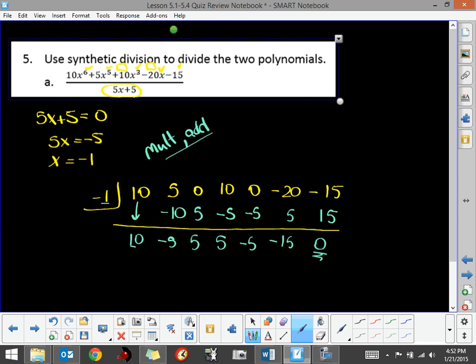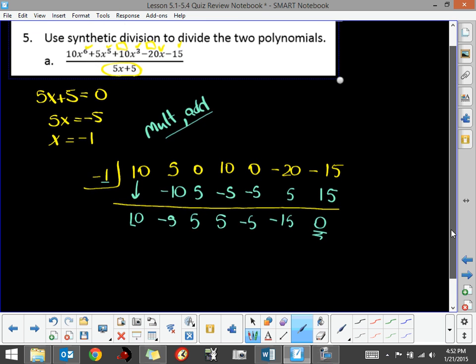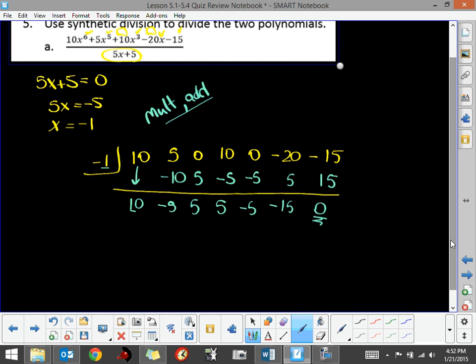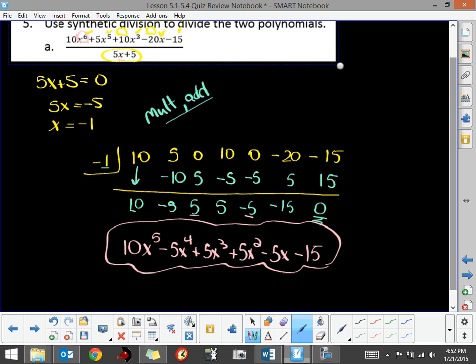This remainder of 0 says that it goes in evenly, and we want to write what our quotient is. So what do we end up with? We end up with 10 times x to the, and remember we always go down a power. We took x to the 6th divided by x, so it should be x to the 5th, and we just count down from there. So minus 5x to the 4th, then plus 5x cubed plus 5x squared, and minus 5x minus 15. This is our quotient that we get when we divide the original polynomial by 5x plus 5.